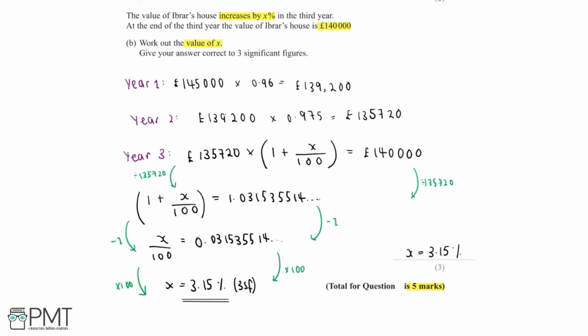Now in part B, we get 1 mark for finding the value of the house after 2 years, which we found was £135,720. Now the second mark is for using this value to find the multiplier by which the value of the house is multiplied to give £140,000 as a final answer. And now the third and final mark in part B is for rearranging to find that x is equal to 3.15%. And so we've now achieved the full 5 marks needed in this question.